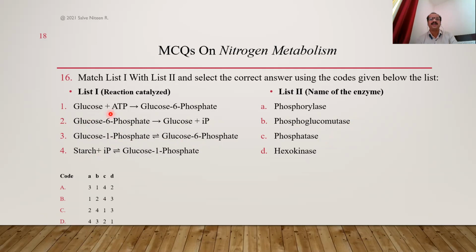Whereas glucose, when it takes energy in the form of ATP, forms glucose 6-phosphate. So this is a synthesis reaction where phosphate is added to the sixth position, and therefore the enzyme is hexo, meaning 6. So this reaction is catalyzed by the enzyme hexokinase. After proper matching, you will get the right answer, and that is option D.